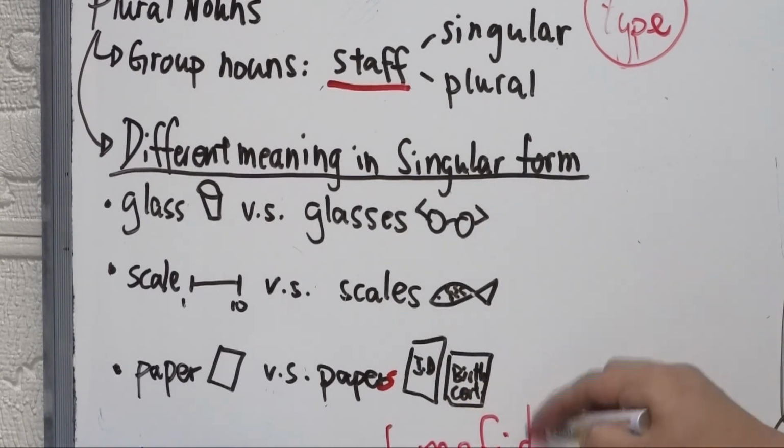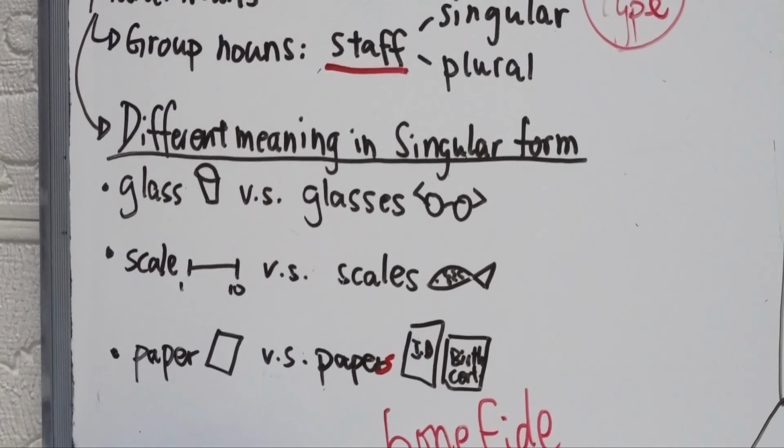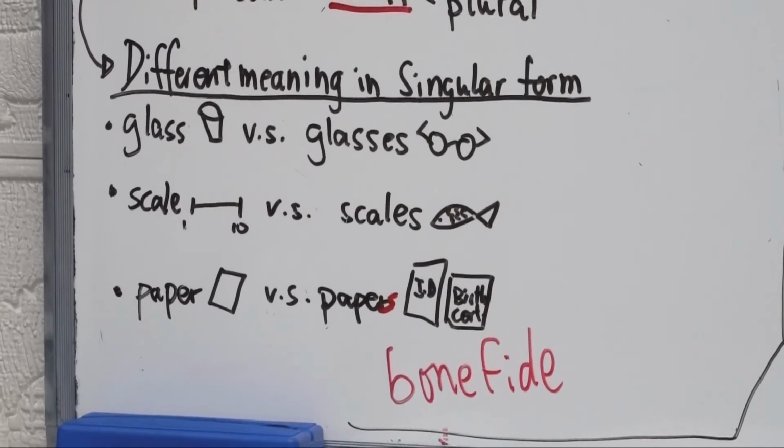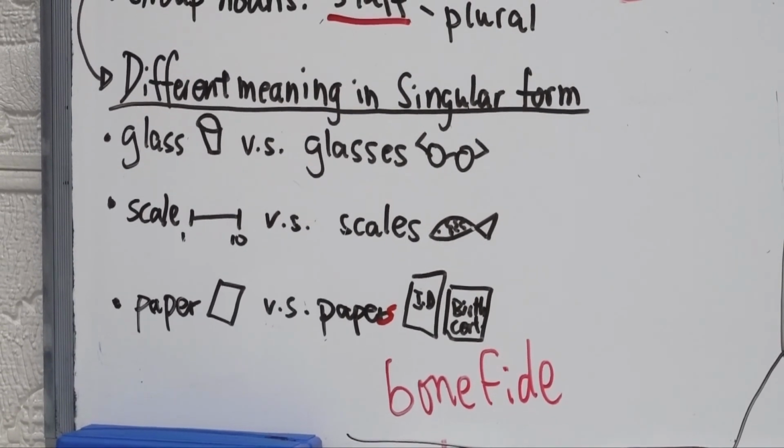Another word for you: bona fide. This means the thing that you need to present, your legal documents, like your identification, your birth certificate, your school records, your curriculum vitae, your CV. Many different bona fide. Alright, so that's simple.